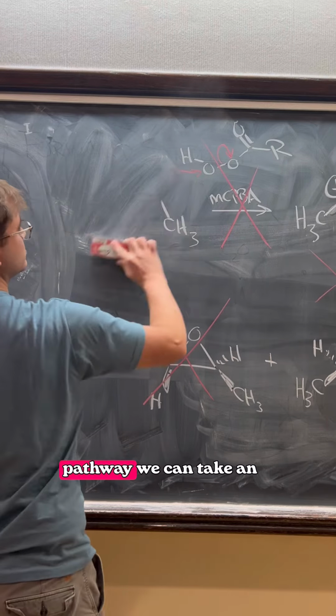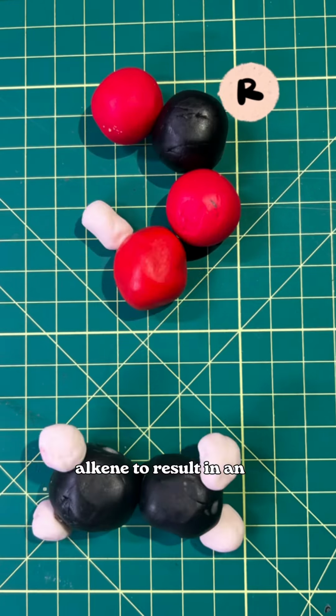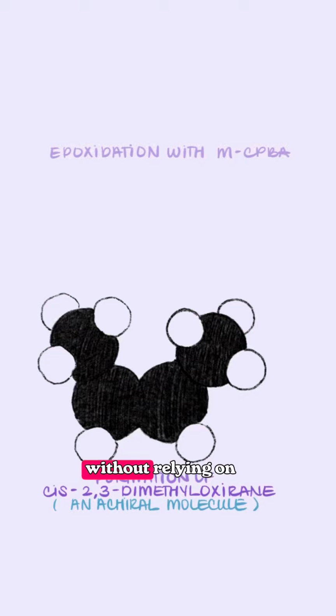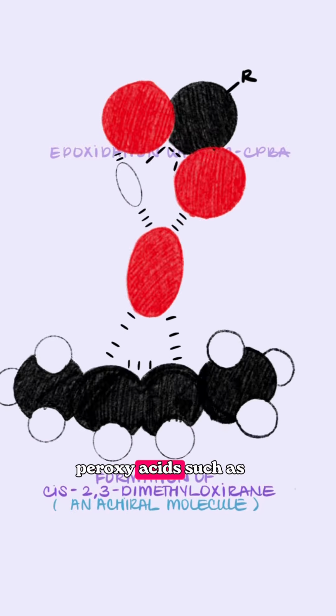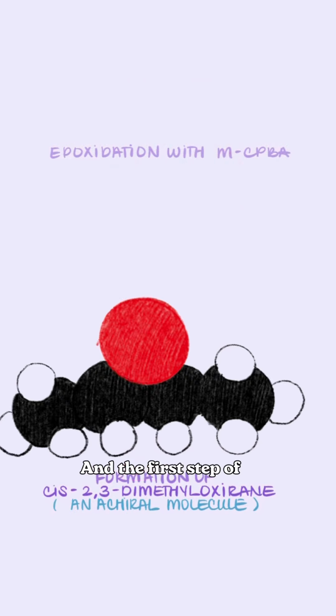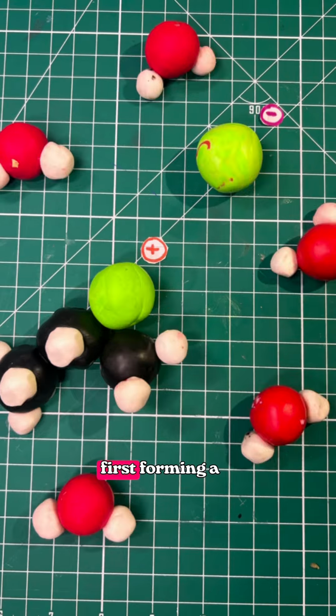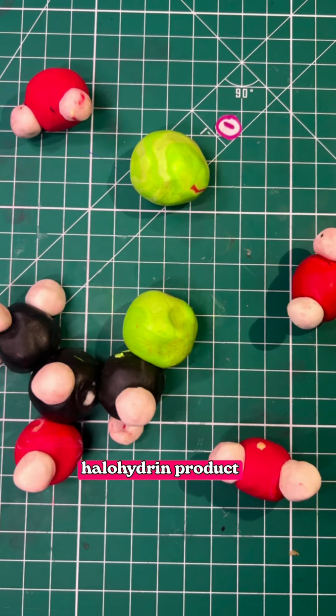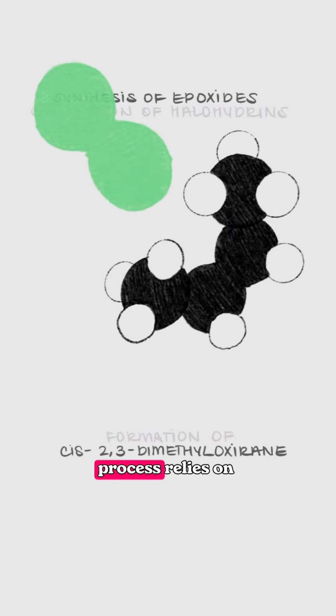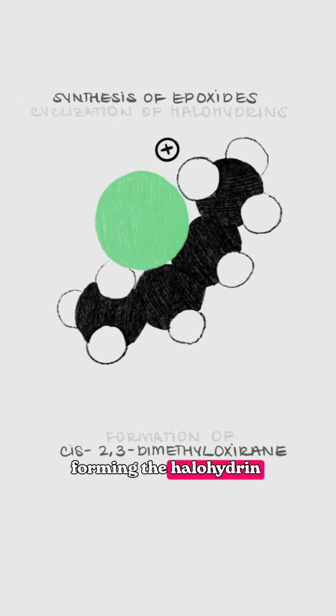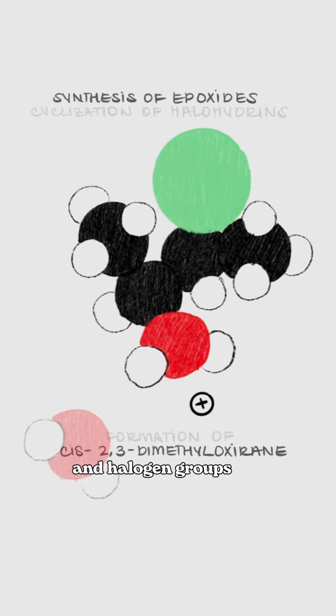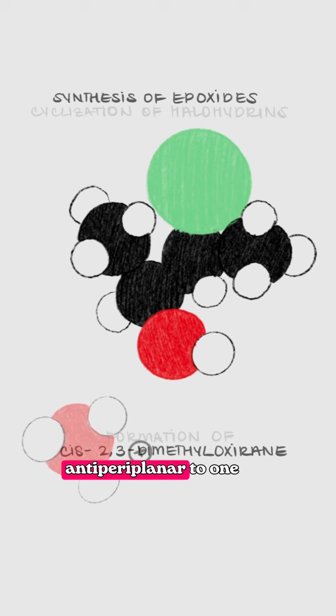There's an additional pathway we can take an alkene to result in an epoxide without relying on peroxy acids, such as m-CPBA. The first step of this process results in first forming a halohydrin product. The first part of this process relies on forming the halohydrin so that we can have the hydroxyl and halogen groups anti-periplanar to one another.